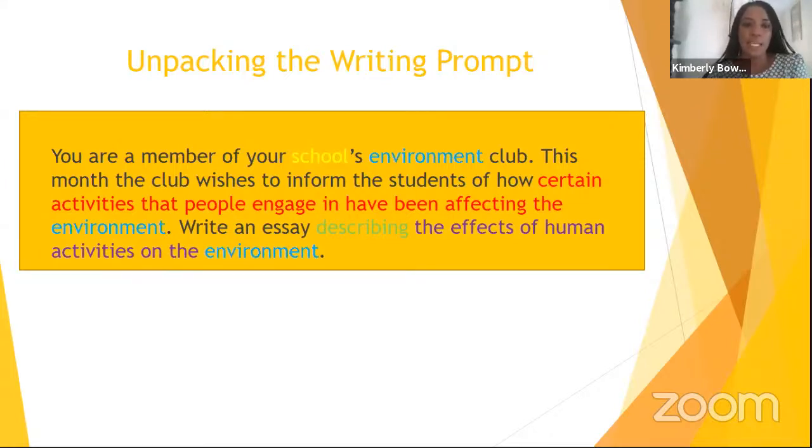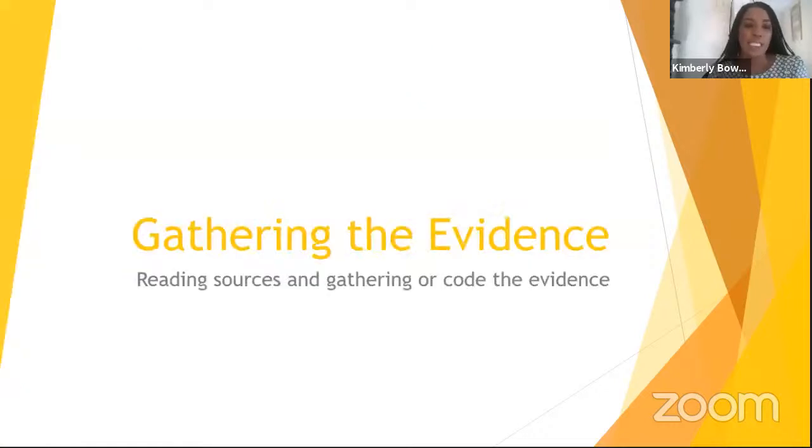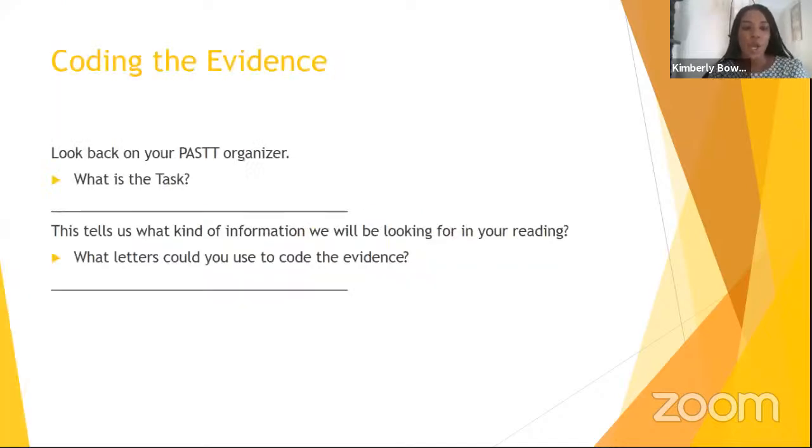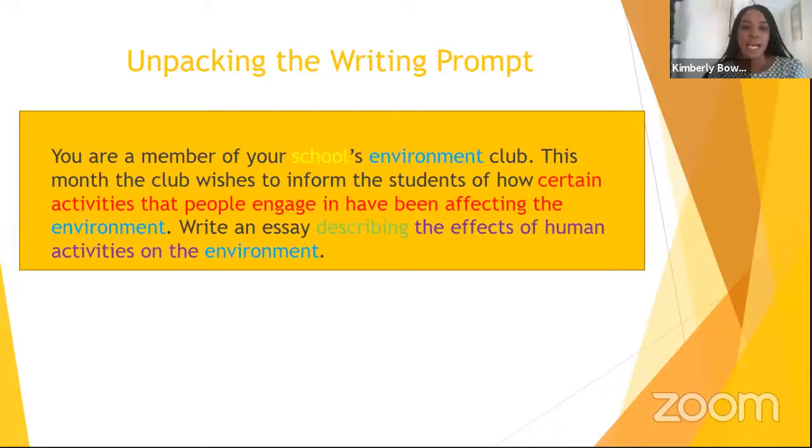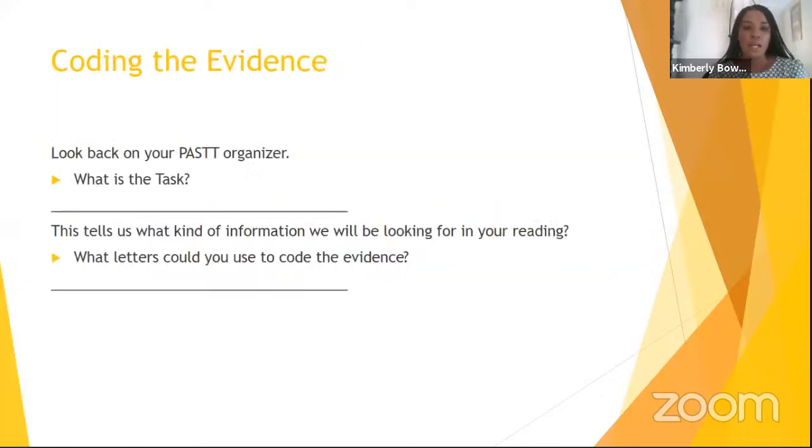The next thing that we're going to be looking at in the writing process is gathering the evidence. Now, when you gather the evidence, you're going to be reading the sources and gathering or coding the evidence. Let's see what that means. When we code the evidence, we're going to look back at our PAST organizer and see what the task is. In this case, the task was the effects of human activities on the environment. This information tells us what kind of information we will be looking for in our reading.